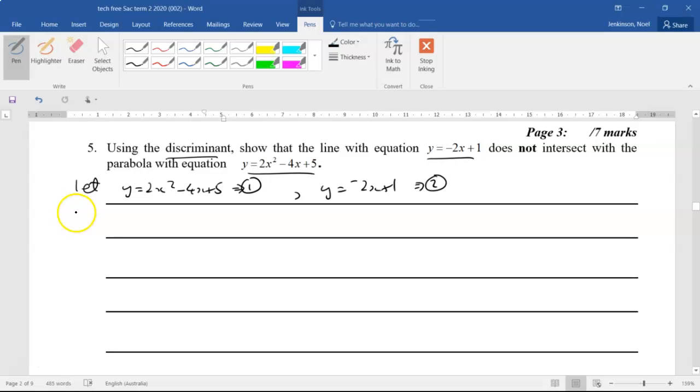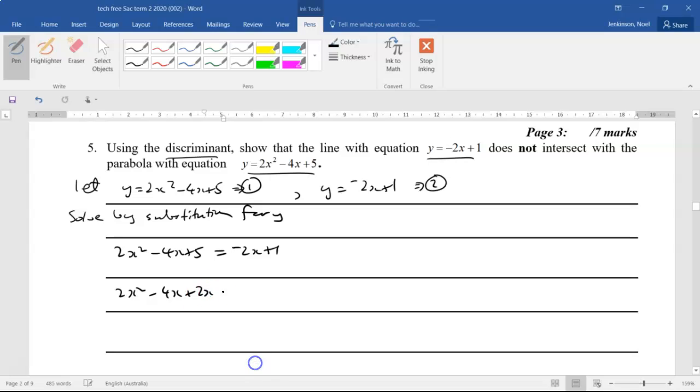and then I'm going to solve by substitution. I'm writing it all out for you. For y, I'm going to go 2x squared minus 4x plus 5 equals minus 2x plus 1. Bringing to the same side, 2x squared, take 4x plus 2x, and 5 take 1, equals 0. 2x squared, take 2x, and 4 equals 0.